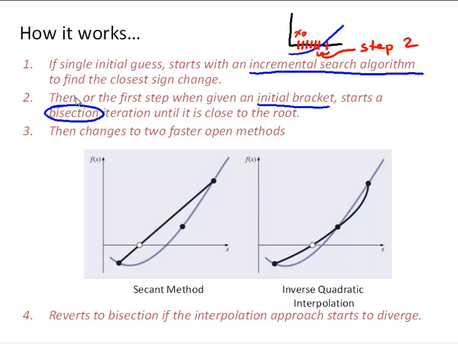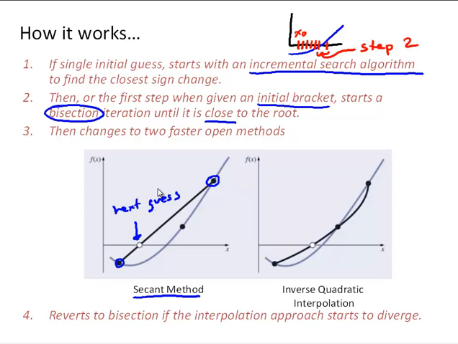And one of the things we've seen with bisection is it's guaranteed to converge as long as that initial bracket has a sign change, but it is slow. So it goes until it gets close to the root, and then as soon as it gets close to the root, it changes to two faster open methods. It uses the secant method, which we've also talked about. That's where if we have two guesses on that function, we'll take a secant line, draw that through, and our next guess would be where that line crosses the x-axis.